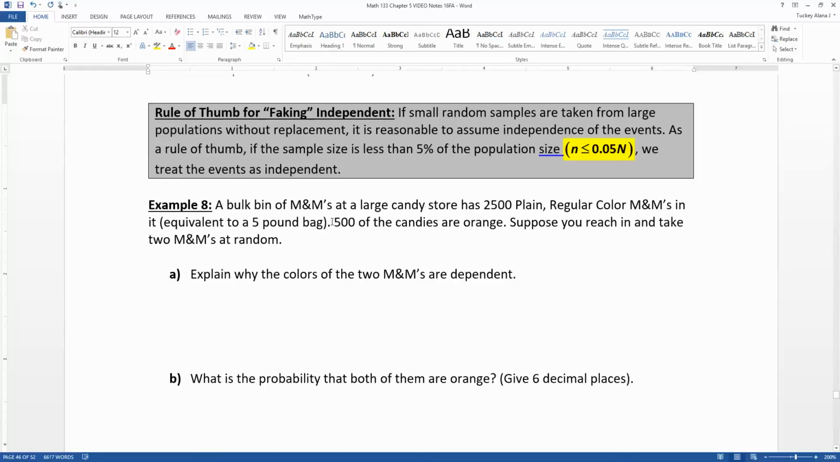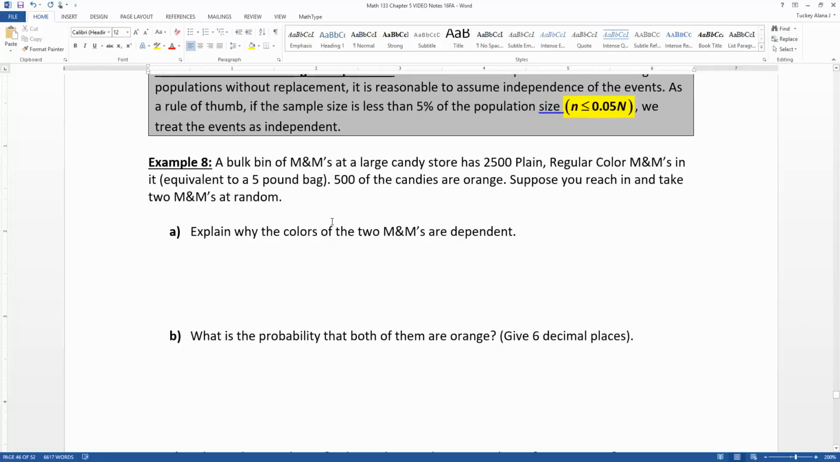So let's suppose we have a bulk bin of M&Ms at a large candy store. You walk in, big candy store, there's a bin full of M&Ms, just full of them. It has 2,500 plain, regular color, normal M&Ms, which is equivalent to about a 5-pound bag. And somehow magically, because you've got that kind of power, 500 of those candies are orange. So a huge bin, all mixed up, but 500 of the candies in there are orange. Now you're going to reach in and take 2 M&Ms at random.